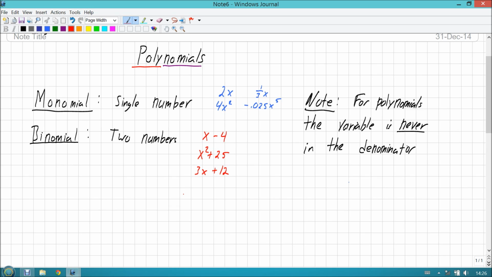So what about a trinomial? Well, let's think of something that has tri in it, like triforce or tricycle. Well, a triforce is a triangle, which is three angles. A tricycle is basically a bicycle with three wheels. So this would be three numbers.